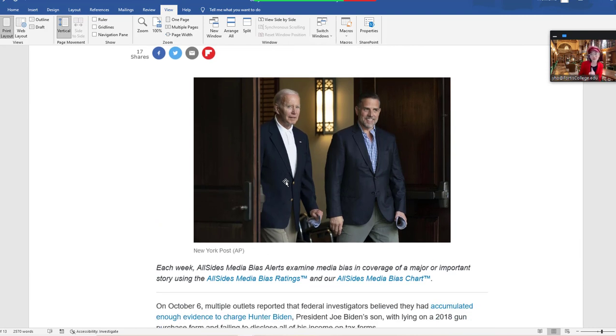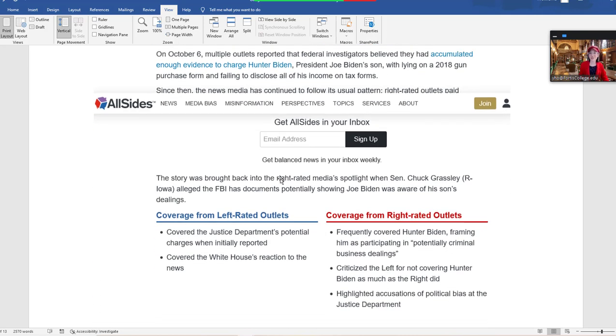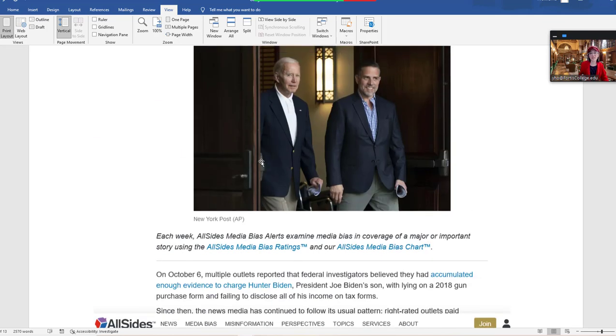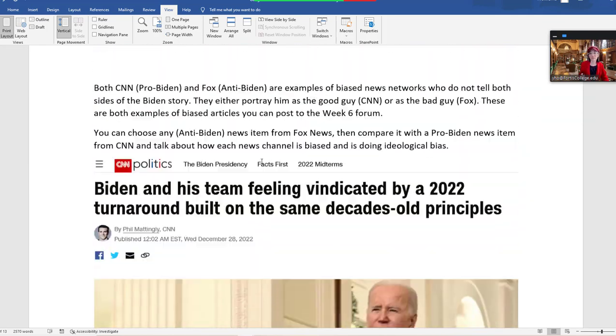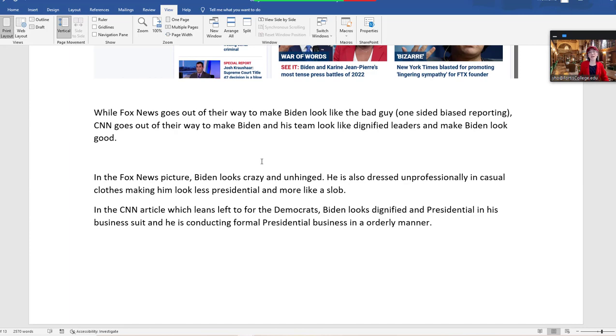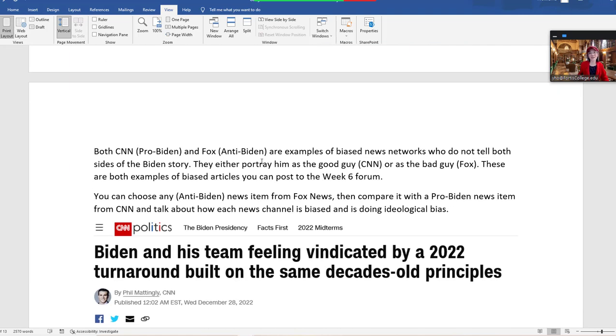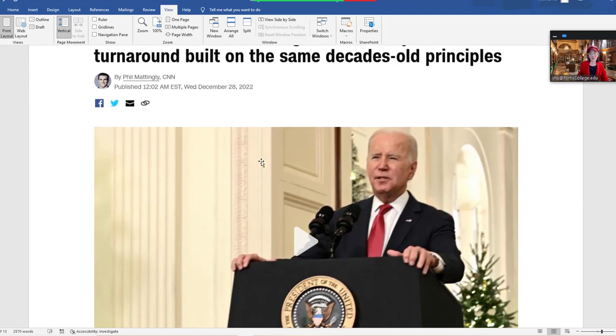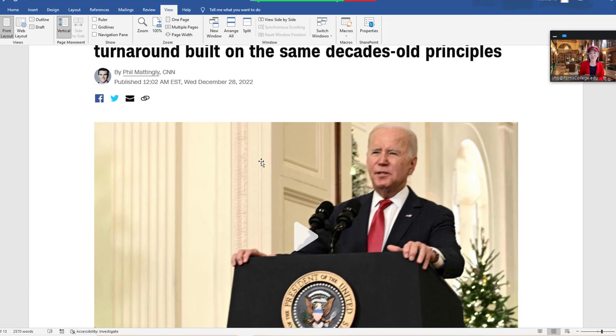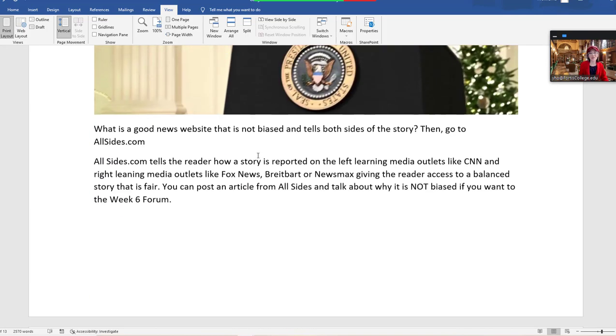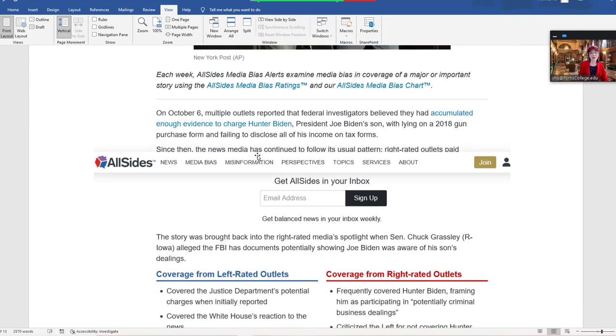So for the week 5 forum, you could take any of these articles from allsides.com, because in week 5 we want to find things that are credible and factual. And then in week 6, we're putting in things that are biased. So the week 5 practice forum and the week 6 forum are exact opposites. In week 6, you'll have a lot of fun putting these in.